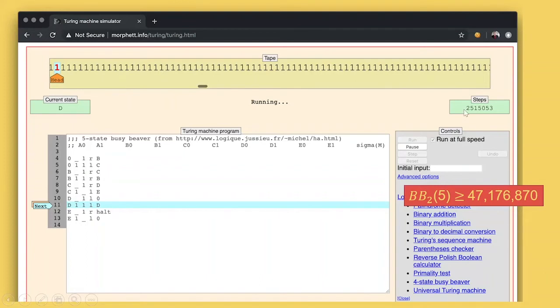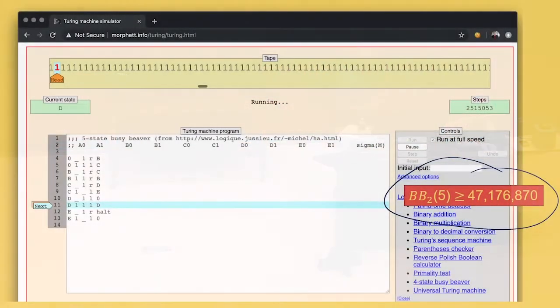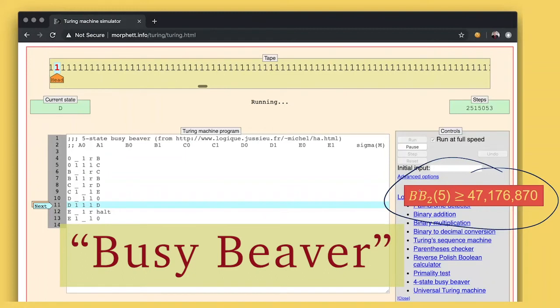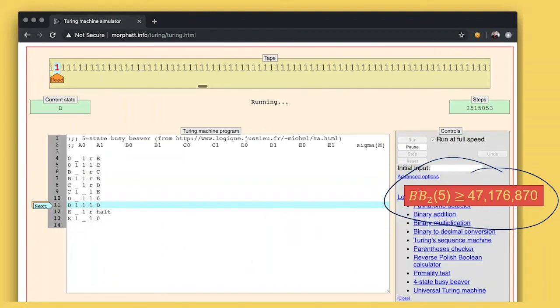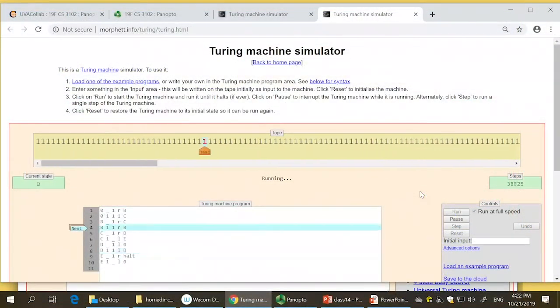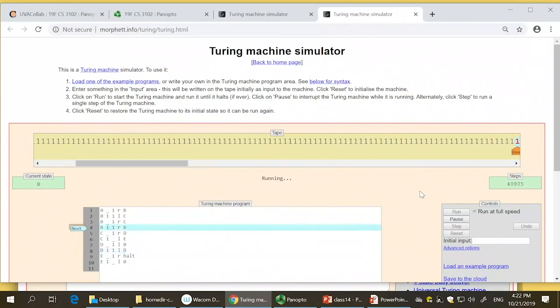It will actually stop after 47 million steps, and this is the best known five-state machine. Best meaning runs for the most steps. Whether that's best depends on what your hobbies are. But it runs for 47 million some steps and eventually does stop. The BB stands for Busy Beaver. But it's not known if this is the best. There might be a better five-state machine. We know one that runs for 47 million steps, which is this one, which is having fun going up to 40,000 now. It won't finish before the end of class.